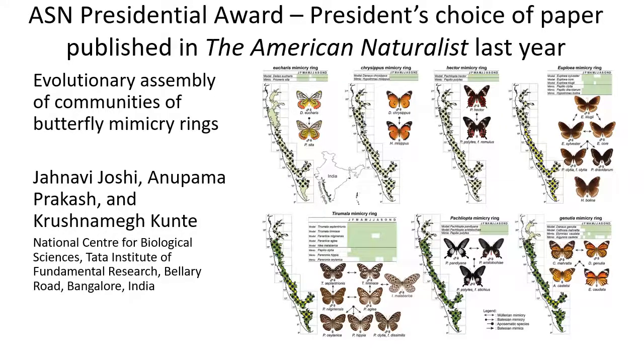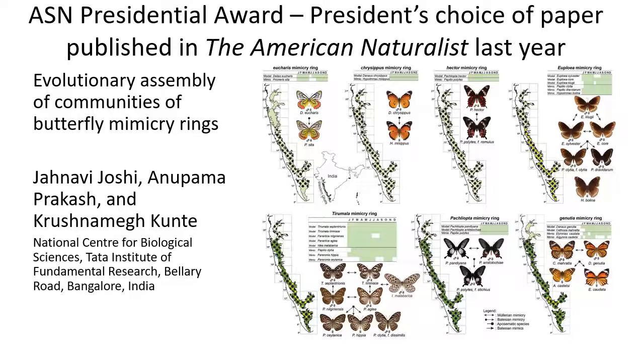So before I start my talk, I also need to give out the Presidential Award for the American Society of Naturalists, which is the choice of the president that year of the best, there's no such thing as a best paper, but the paper that appealed to the president the most, that was published in the year preceding or during their tenure as president.